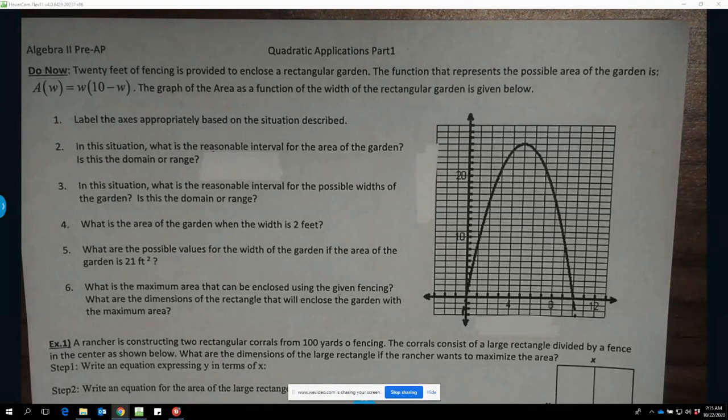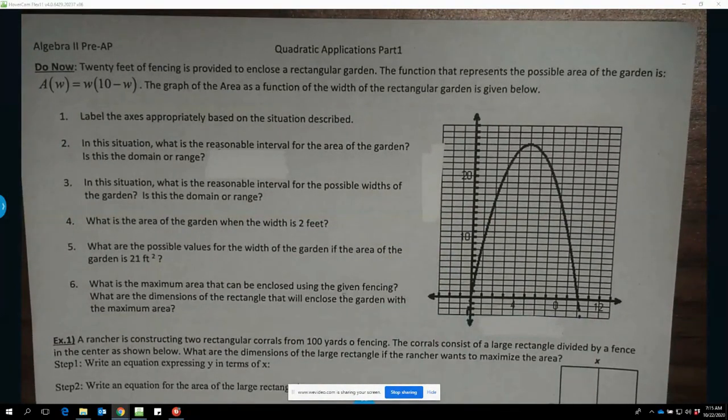Okay, Pre-Calc 2 students, today you're going to learn about some quadratic applications. So please make sure you have the document downloaded or printed out. You will need a calculator, so have your graphing calculator ready or your software on your computer for this.